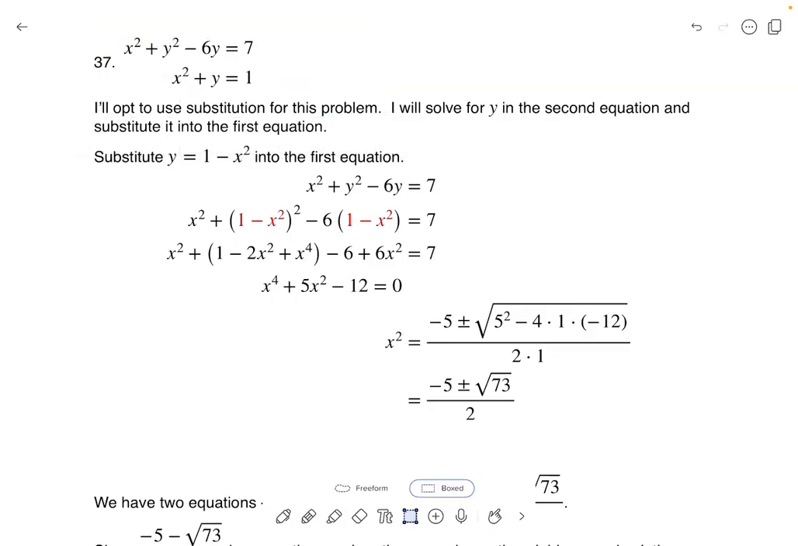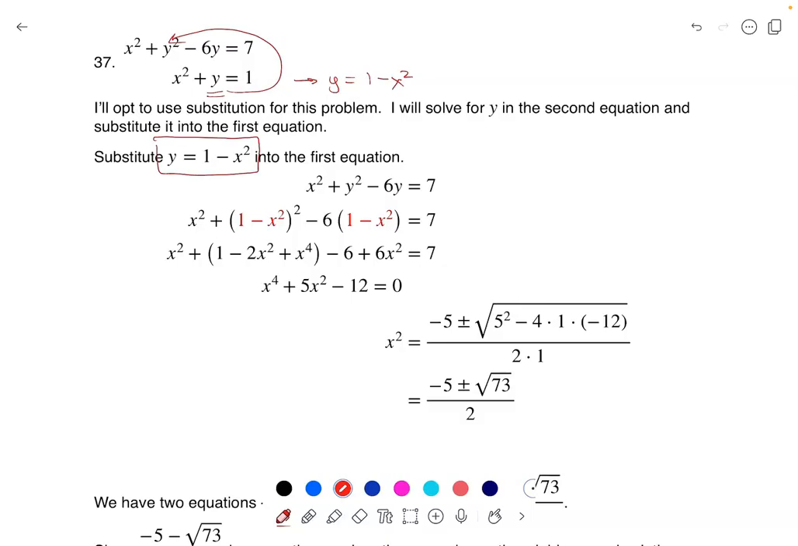When I take a look at this, I notice that I can solve this second equation for y, and then I can substitute it into the first equation. So if I just subtract the x squared over, I'm going to get y equals 1 minus x squared, and you see that here, right? Then I'm going to substitute that expression into y squared and also into y in the first equation. So that's what you see me doing. Instead of y squared, there's my 1 minus x squared, but I have to remember to square it, and then just 1 minus x squared there.